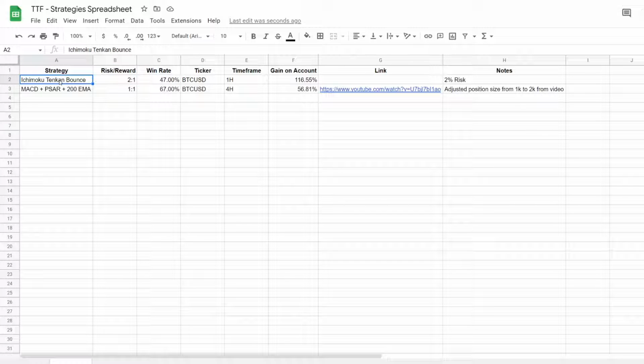If I were trading this myself, I would take this concept and see if I can expand on it, maybe add some confirmations in there to help up that win rate a little bit and go from there.